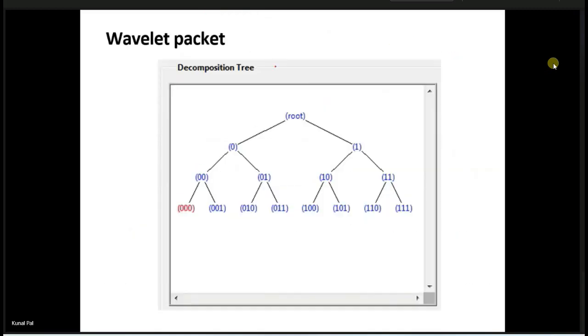So this is your root signal, then you decompose it into, say, approximate and this is the detailed. So this is called A0, D1. Then again you block it, so it is A00, A01, then D10, D11.